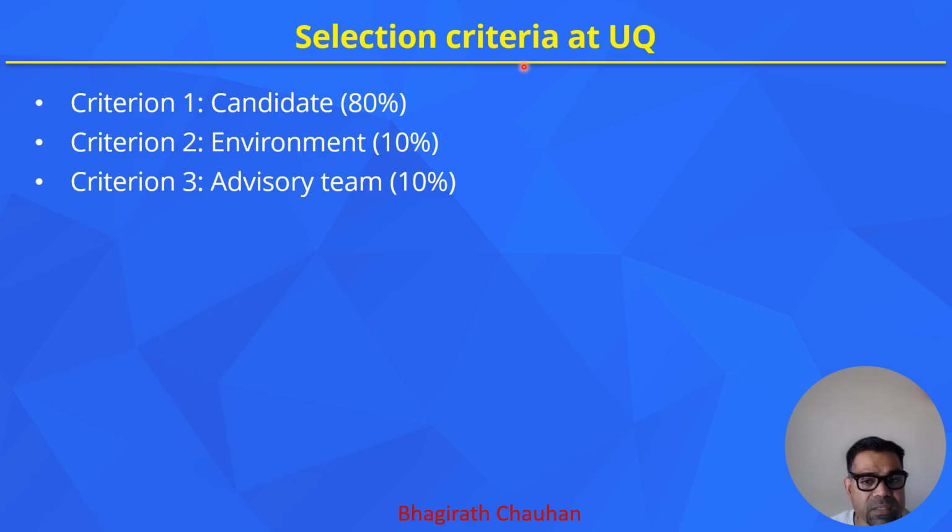So you need to understand the selection criteria. At UQ, there are three criteria. Criteria one is the candidate, it's about you. 80% of the marks are allocated to your performance, your CV. Only 10% is about the environment, like where you are applying, which school. For example, I am with the Queensland Alliance for Agriculture and Food Innovation. What is there? And criteria three is about the advisory team. Like if you apply with me, I need to provide that team and also what is its strength.